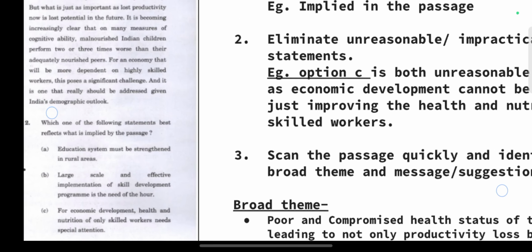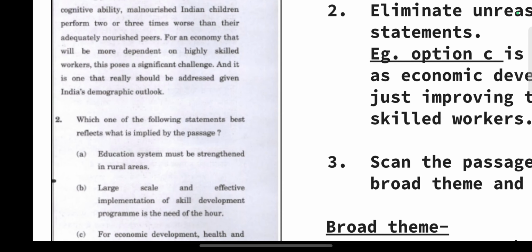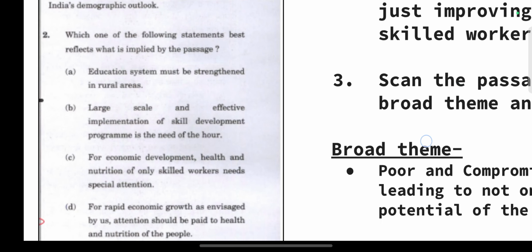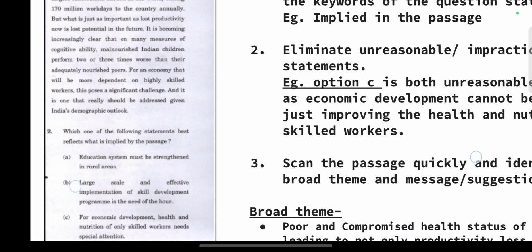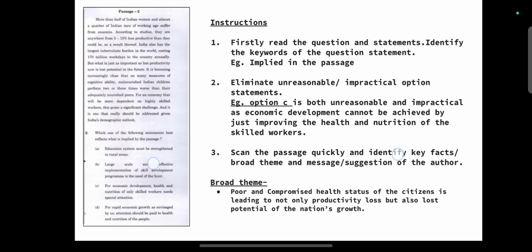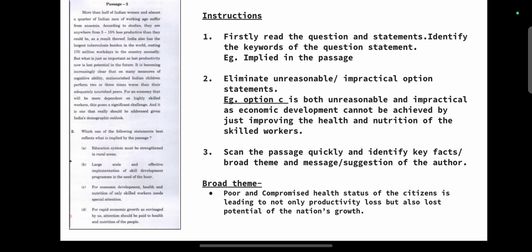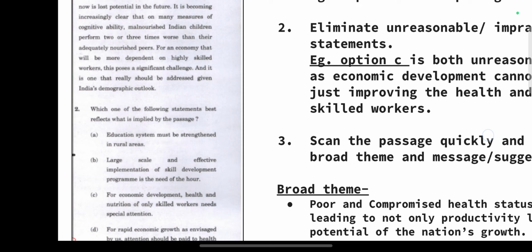So this is the question. It was asked in the year 2023. The question asks, which one of the following statements best reflects what is implied by the passage? Okay, so we have been asked the implication thing. So first thing, we have identified the keyword of the question, which is implied in the passage. Okay, got it. Second is eliminate unreasonable and impractical option statements. So let us read all the options first.